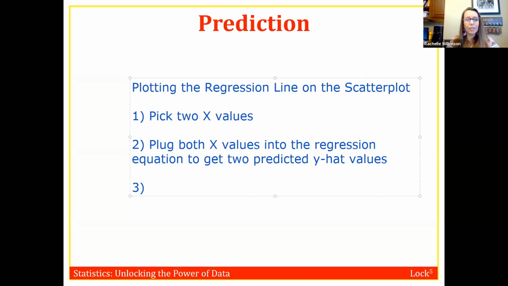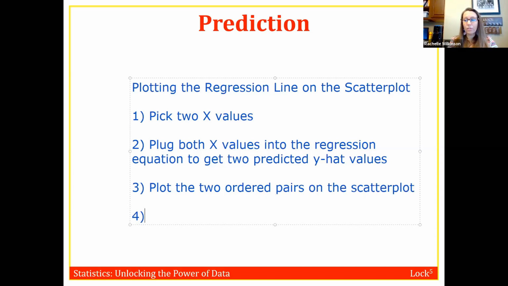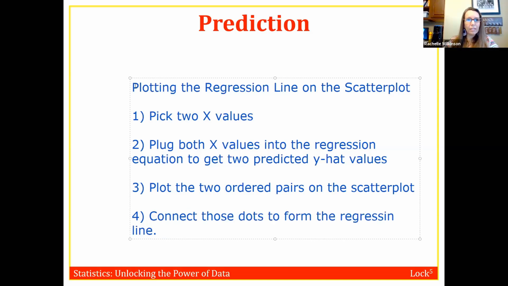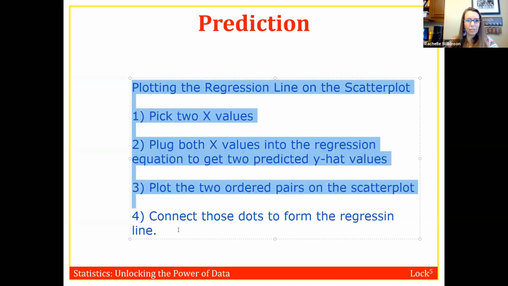So the next thing I'm going to do is plot those 2 ordered pairs onto my graph. So, plot the 2 ordered pairs on the scatter plot. And then I'm going to connect those dots to form the regression line. All right, so let's look at how we would do that for this exercise.